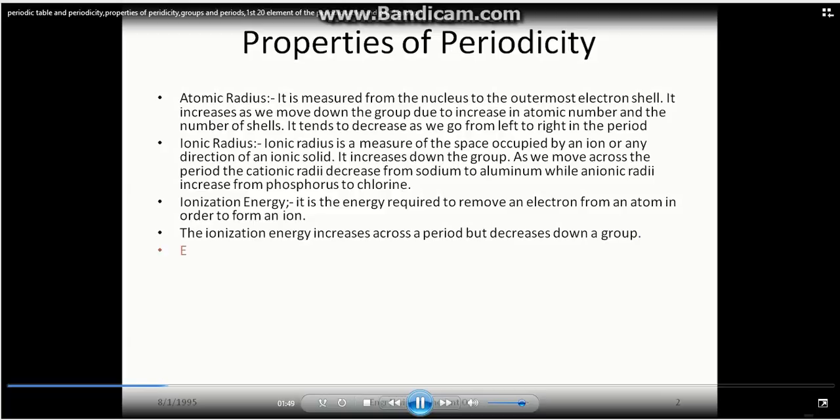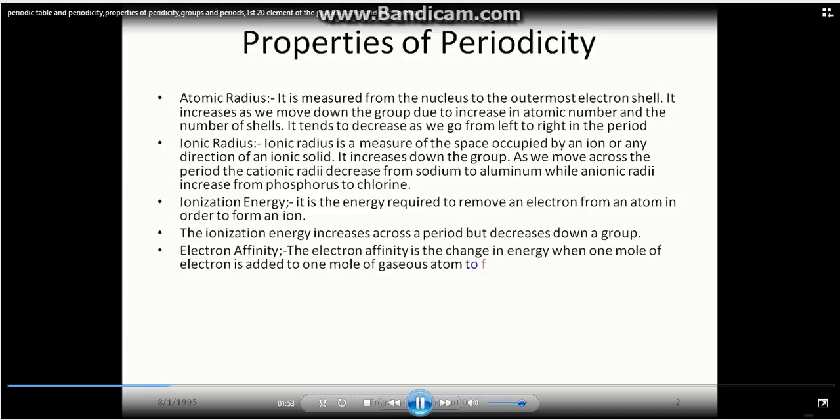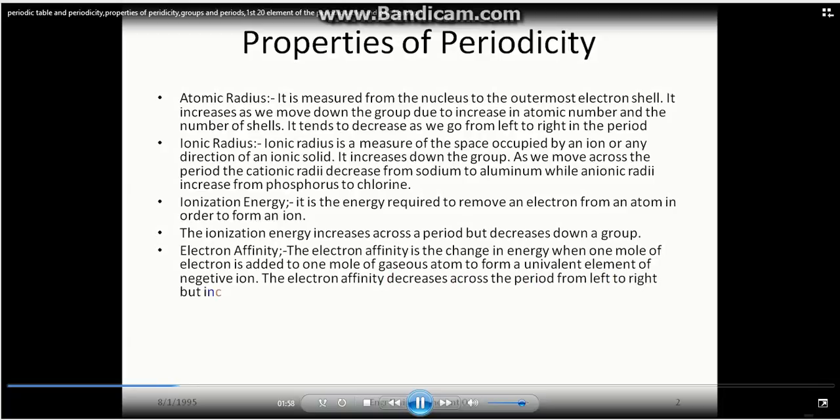Electron affinity. The electron affinity is the change in energy when 1 mole of electrons is added to 1 mole of gaseous atoms to form a univalent negative ion. The electron affinity decreases across the period from left to right but increases down the group.